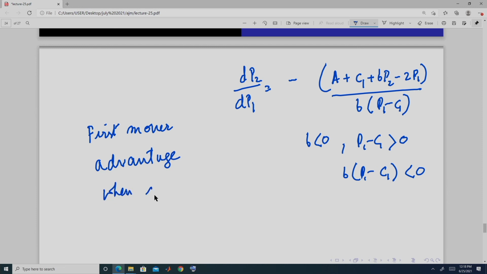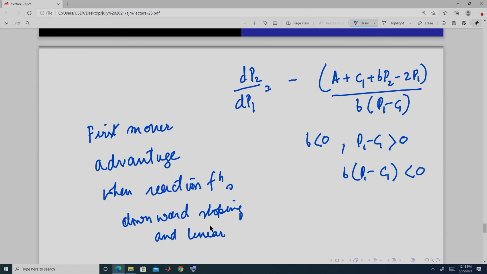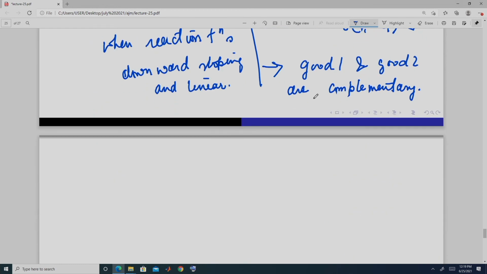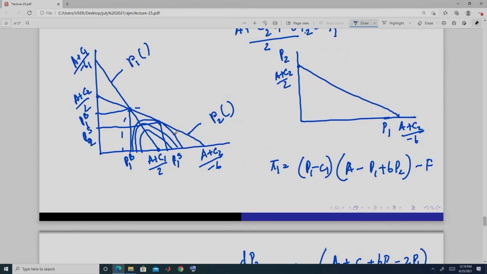when reaction functions are downward sloping and linear. So, this is the case when good 1 and good 2 are complementary in nature. When they are complementary, then we get the result is same as the Cournot, as the quantity competition, and when there is no homogeneous product.